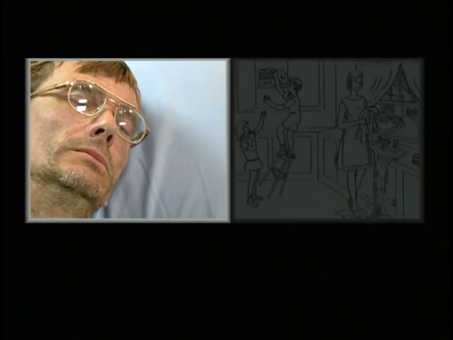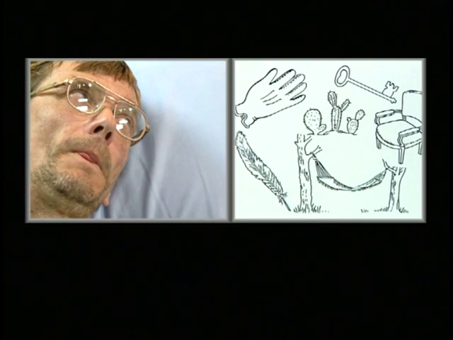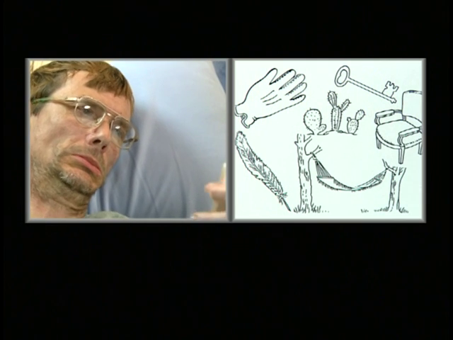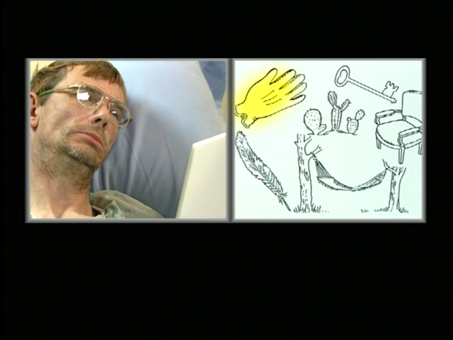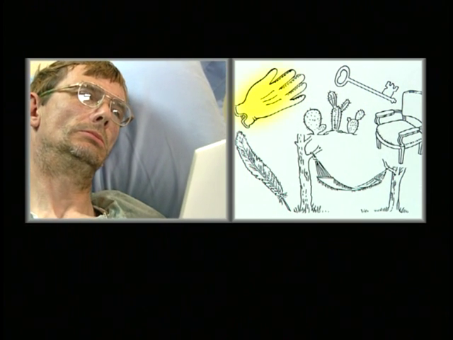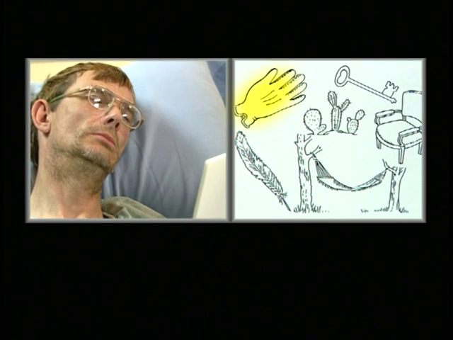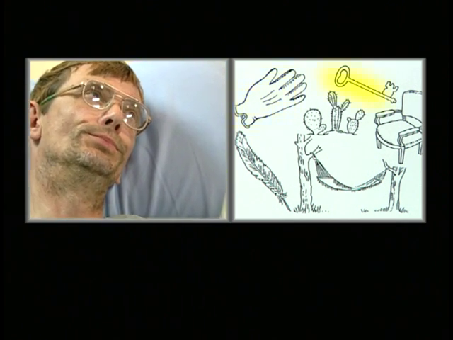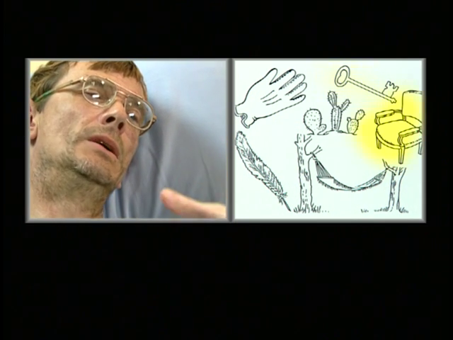Excellent. Okay. Now what I'd like you to do, I have another picture, and I'd like you to take a look at this and tell me what that object is right there. What is that right there? Can you tell me the name of that object? Glove. Excellent. How about this one? Key. How about chair?